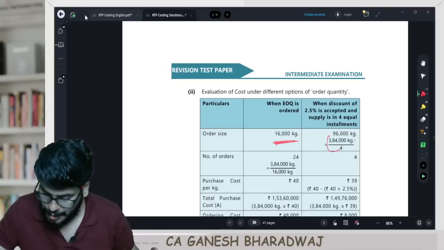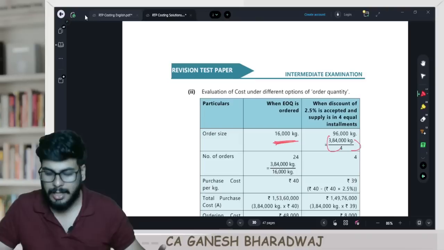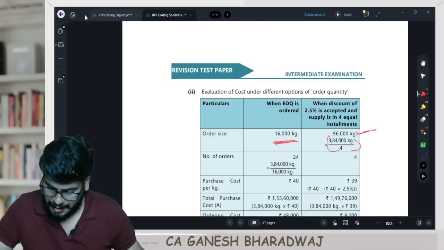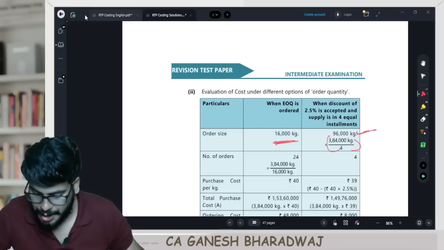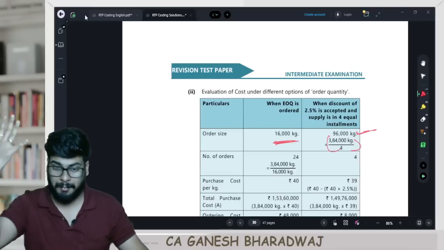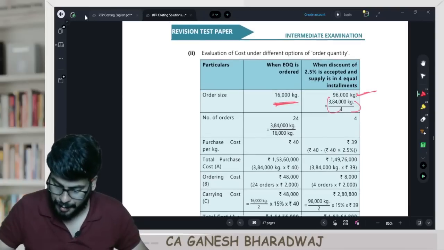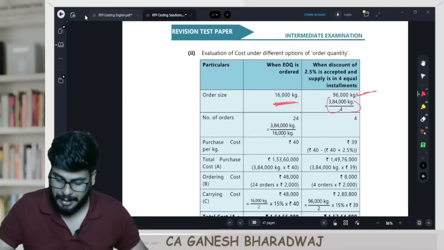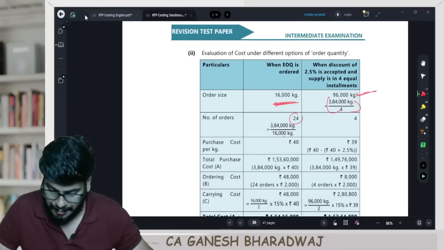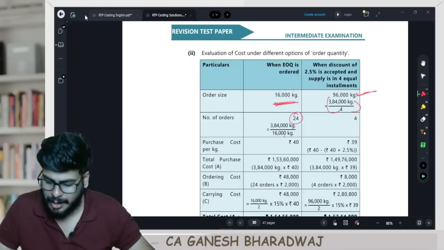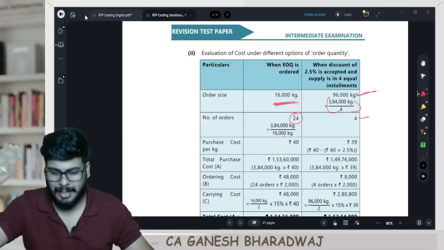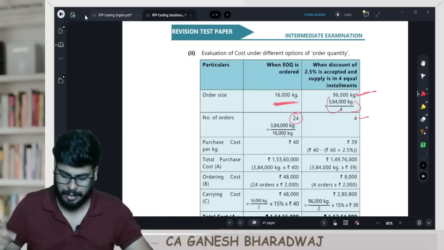Annually, I'm going to buy 3,84,000 kgs divided by 4. So every time I place an order, the order quantity will be 96,000 under the proposed plan. Now in a year, the number of orders will be 3,84,000 divided by 16,000, right? That's going to be 24 under the current EOQ level. Here it's going to be 4. You can even say 3,84,000 divided by 96,000. It's going to be 4.